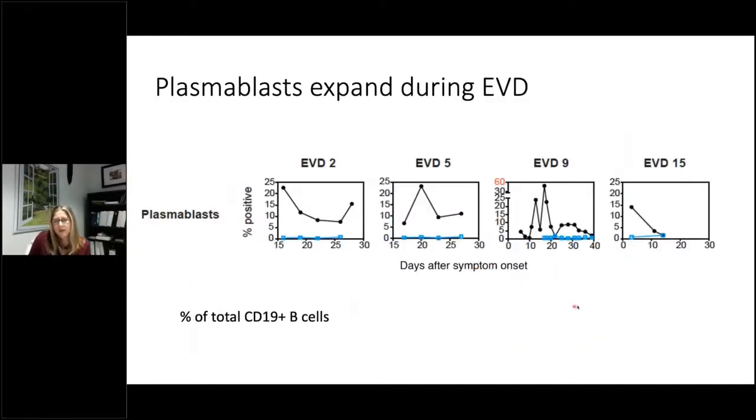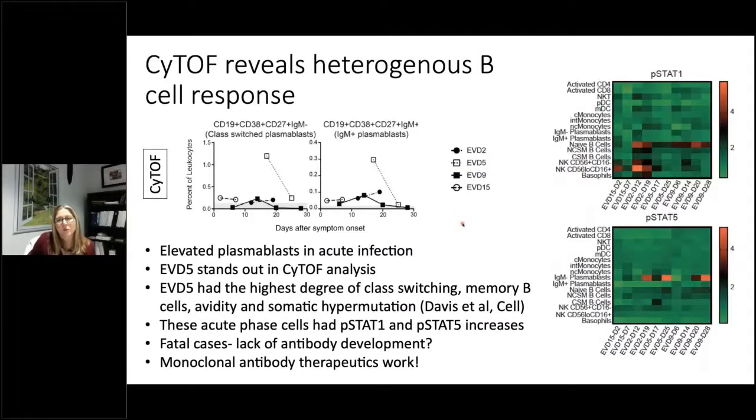But when we looked at EBD5 using our traditional flow cytometry methods, and we measured plasmablasts as a function of total CD19 positive B cells, we really didn't see EBD5 looking all that different from the other patients. However, when we did our CyTOF analysis, we were able to see a couple of unique things. And so now I'm showing you data from all 4 patients, and you'll see this sort of layout a couple of times. Again, day post-symptom onset is always on the x-axis. The y-axis here is now percent of leukocytes.